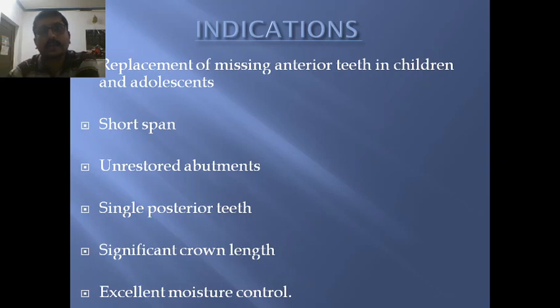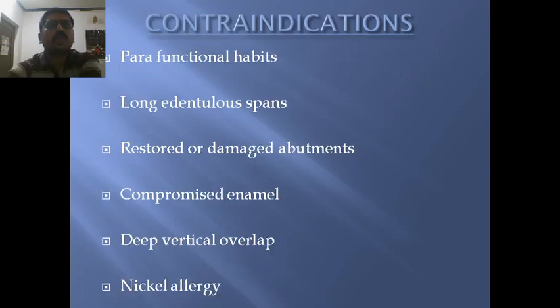Indications: replacement of missing anterior teeth in children and adolescents, short span, unrestored abutments, single posterior teeth, significant crown length, and excellent moisture control. And the contraindications: patients with parafunctional habits, patients having long edentulous spans, restored or damaged abutments, compromised enamel, deep vertical overlap, and patients with nickel allergy.